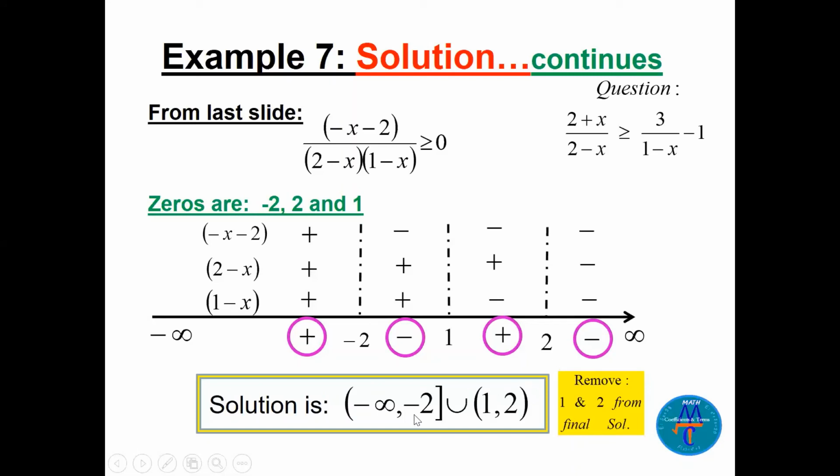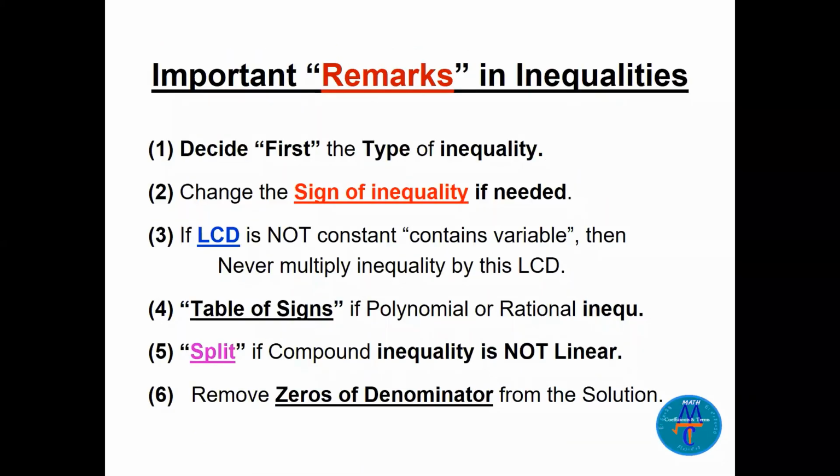Minus 2 is okay because minus 2 will make the numerator 0. If you put here minus 2, it will be 0. 0 greater than or equal to 0, yes. But in the denominator, we cannot accept 0.